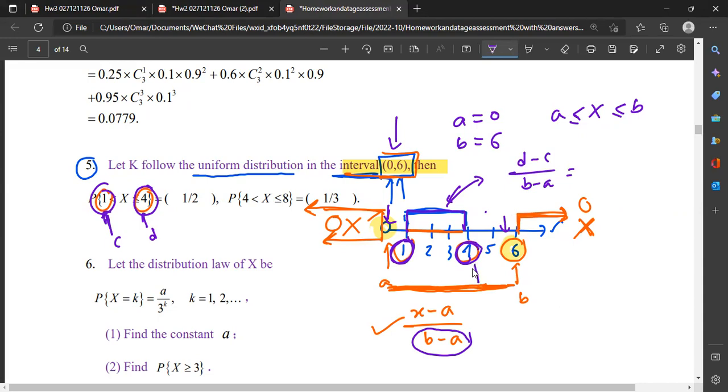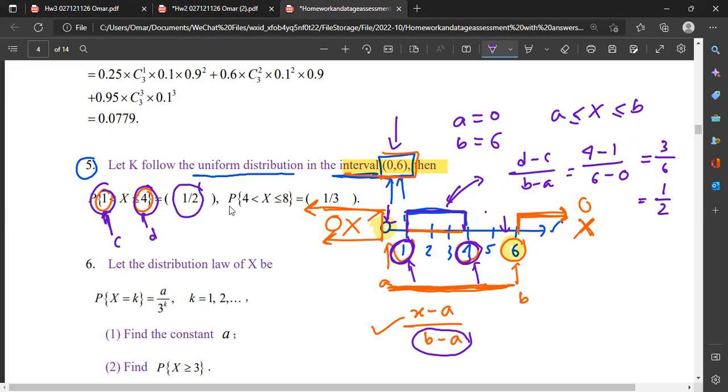Here d is the larger value and c is the smaller value. So the larger value 4 minus the smaller value 1, and then b minus a. We already know that b is 6 and a is 0. So the answer will be 3 by 6, or we can say 1 by 2. That's why Laoshi has written 1 by 2.